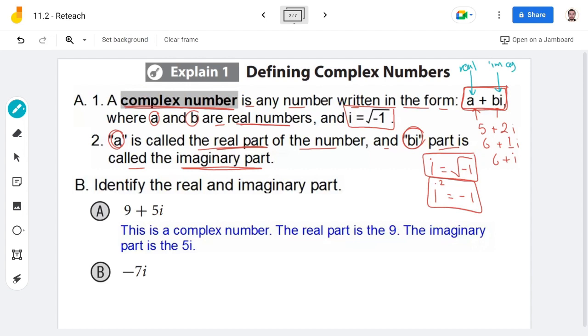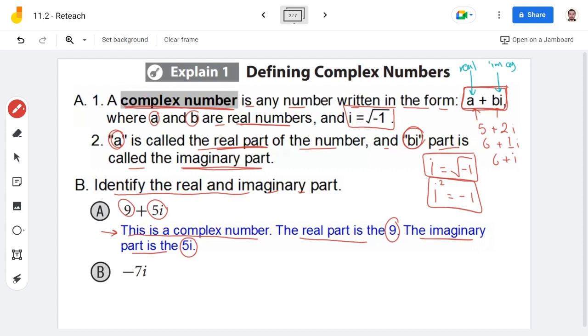Now let's start identifying the real and imaginary parts. In this question, it's saying to identify the real and imaginary parts of 9 plus 5i. So the real part, we know, is 9, and 5i is the imaginary part. We can explain by writing this: this is a complex number, the real part is equal to 9, and the imaginary part is 5i. So we will state this sentence for every question.